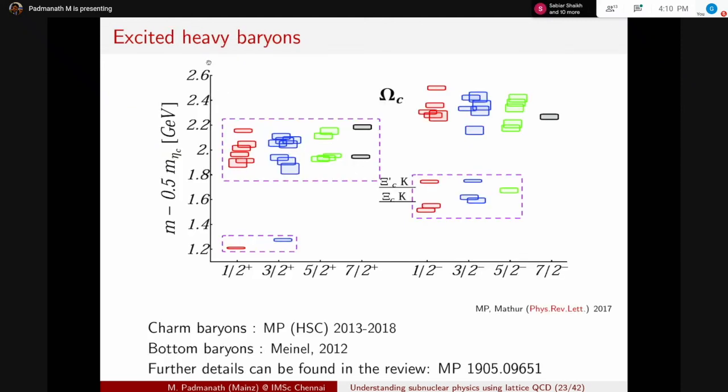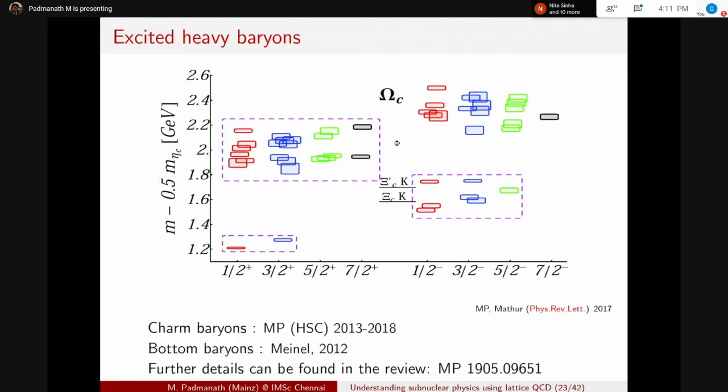I also show you an example for excited heavy baryons. This is a plot for excited omega c baryons. In fact, these calculations we have done ourselves. There are no other calculations for excitations of charmed baryons, with the publications spread from 2013 to 2018. For bottom baryons, there is only one calculation, for the triply bottom baryon. For light baryons there are some other calculations which I am not presenting here, but you can find them in my review.